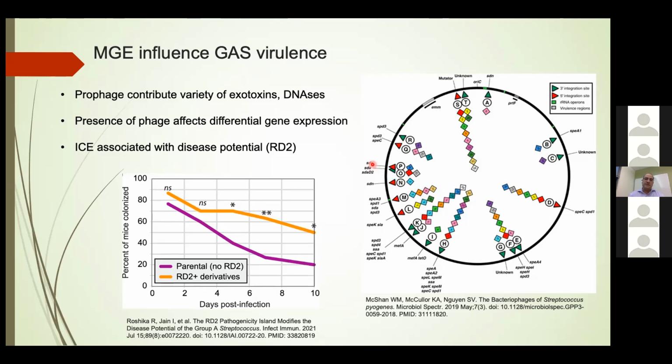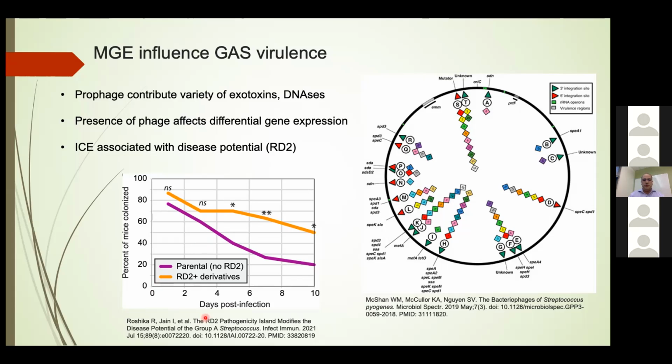We also know that the presence of these phage can affect differential gene expression, particularly of core chromosomal genes involved in metabolism or virulence. And there's also research to show that ICE are associated with disease potential in group A strep. The best case of this is the region of difference 2, or RD2, that was identified in M28 serotype strains that are primarily associated with puerperal sepsis cases.